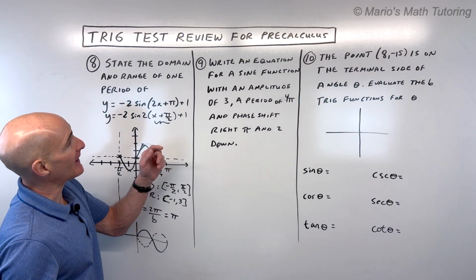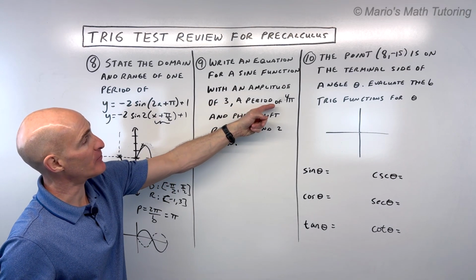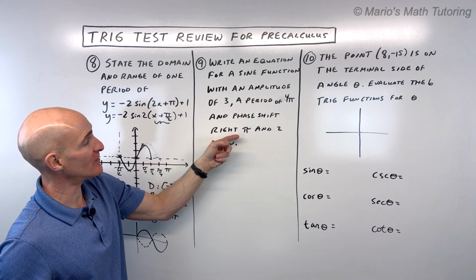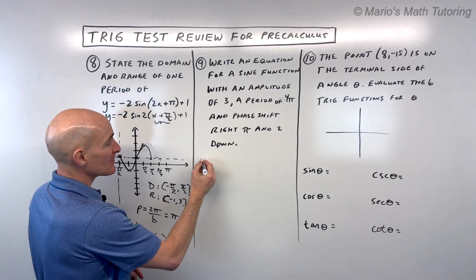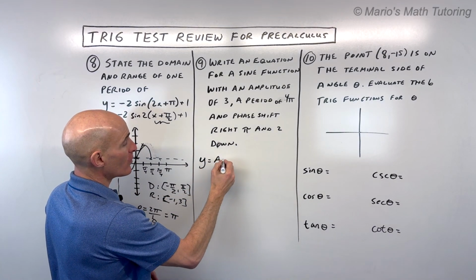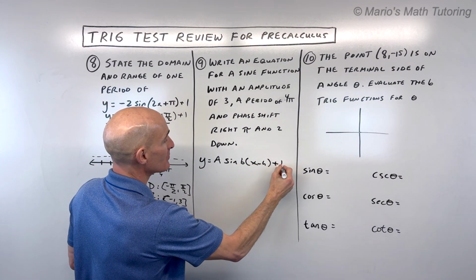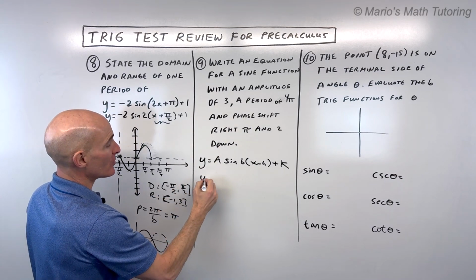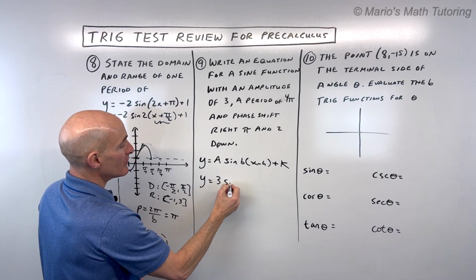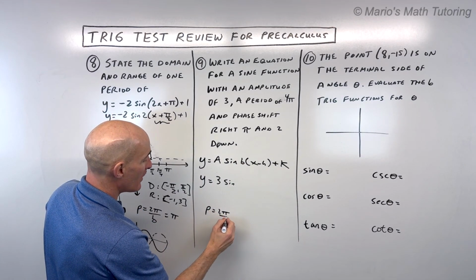Okay, so for number 9, write an equation for a sine function with an amplitude of 3, a period of 4 pi, a phase shift right pi, and 2 down. The way I like to think of this is these functions are in this form, y equals a sine b x minus h plus k. The a is the amplitude, so in this case that's going to be 3. The b is related to the period by this formula, period equals 2 pi divided by b.